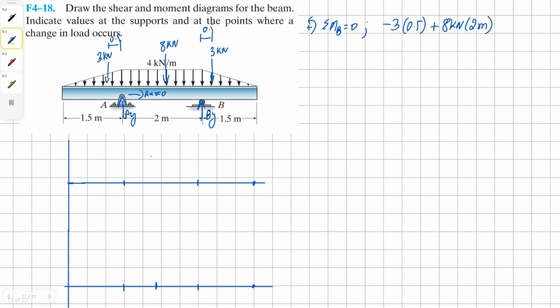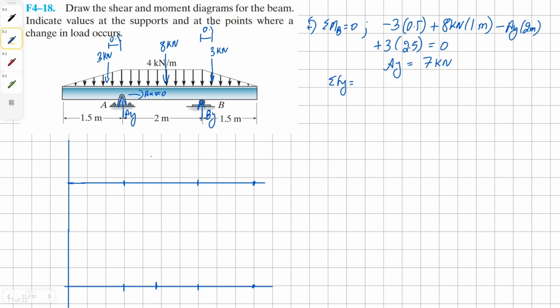Then we have clockwise AY 2 meters away. Pardon me, 8 is 1 meter away and AY is 2 meters away. And then finally we have counterclockwise 3 kilonewton and it's 2.5 meters away. All equals to 0. Solving for AY, we get a solution as 7 kilonewton.